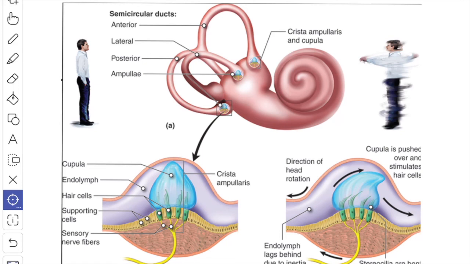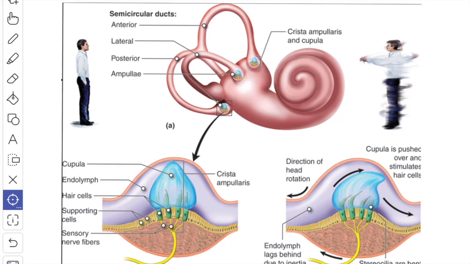Therefore, the lateral duct is stimulated when the cupula is deflected towards the utricle, whereas the vertical ducts, that is the anterior and the posterior, are stimulated when the cupulae are deflected away from the utricle. The stimulation of the hair cells of a particular canal depends upon the plane in which the rotation occurs. The canal is more efficiently stimulated by the rotation in its own diagonal plane.